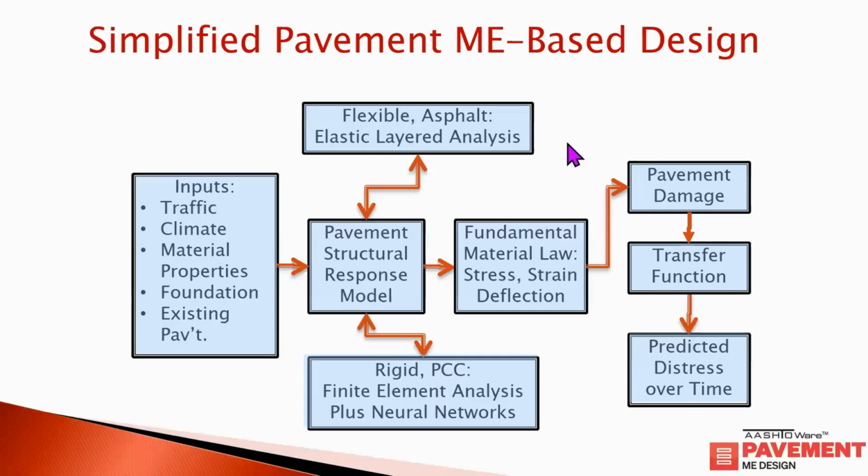So first, the introduction. This is just a basic schematic outline of how the ME program works. Not really focusing on the left half of that flow chart, but more the right half. When we take information from the pavement structural response models, we're feeding them through damage models and transfer functions in order to predict what the distress or accumulation in IRI is going to be over time.